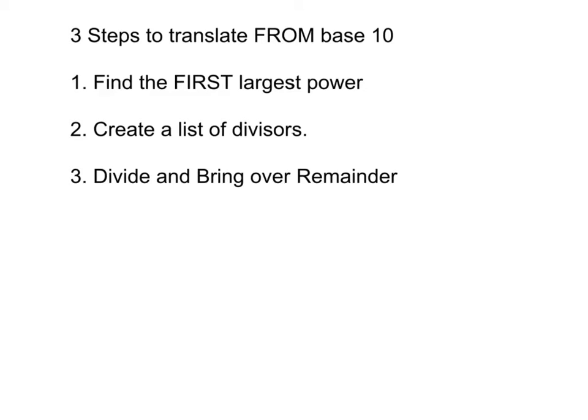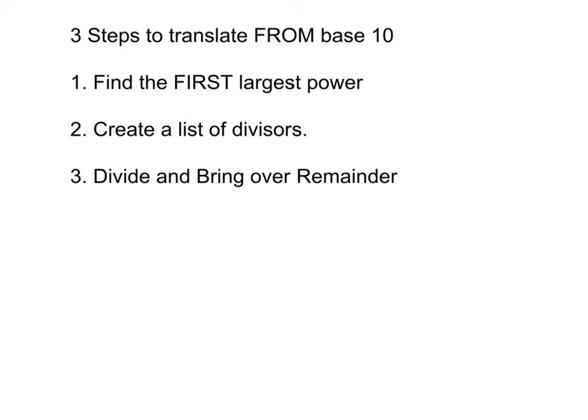Then create a list of divisors. You divide by not the first largest, but the next one right below that. It's kind of weird to say the first smallest, but the one smaller than the first largest. Then continue that list all the way down to 1. Then start dividing and bringing over the remainder. Remember, you're not going to write decimal points. You just put the whole number, whatever that is, figure out the remainder, and bring that over to the next divisor.